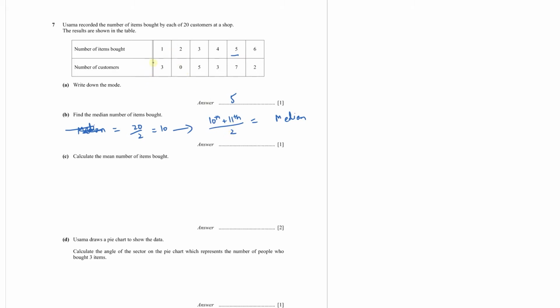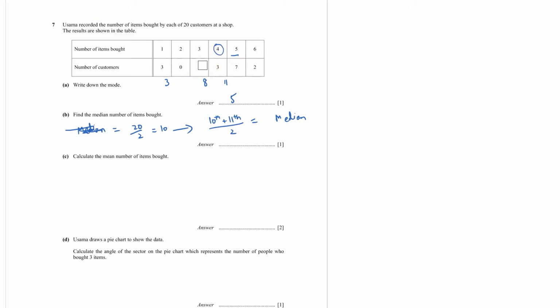So what is the 10th value? This is in ascending order. Sorry, 1 item was bought by 3 customers, 2 items were bought by 0 customers, 3 items were bought by 5 customers. So let's see where the 10th value is. Up till here you have 3 customers, then 0, then you get 8 customers, because 5 plus 3 is 8. Then you have 11 customers here. So that means the 10th and 11th value is 4.